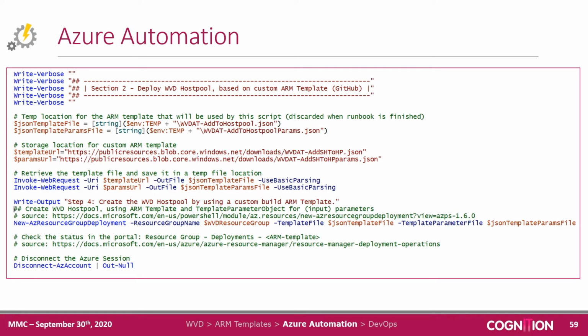And the section that does the deployment, the ARM deployment, is basically almost the same, except for the fact that I'm now using a storage account for the location of my ARM template and my parameters file. But still, I'm using the New-AzResourceGroupDeployment commandlet to start my ARM deployment.